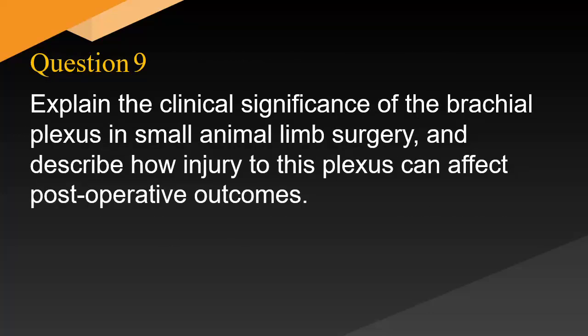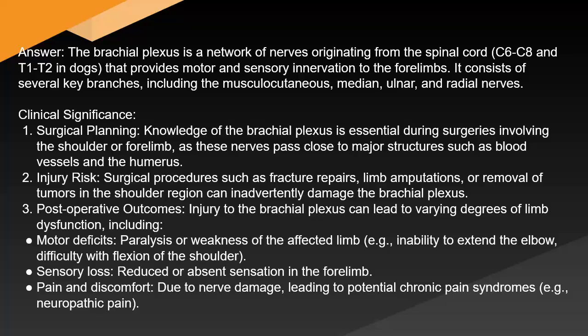Explain the clinical significance of the brachial plexus in small animal limb surgery and describe how injury to this plexus can affect post-operative outcomes. Answer: the brachial plexus is a network of nerves originating from the spinal cord (C6 to T2) in dogs that provides motor and sensory innervation to the forelimbs. It consists of several key branches, including the musculocutaneous, median, ulnar, and radial nerves.